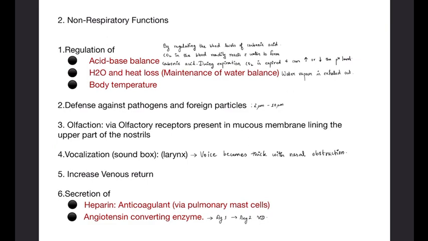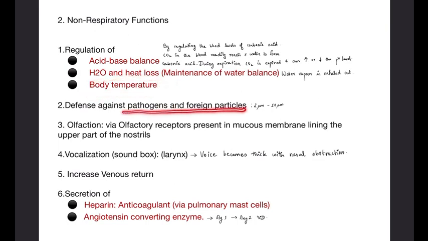Next, body temperature. The respiratory system maintains the body temperature. For example, during winter, if you inhale cold air, you need to bring it back to your body temperature. You need to bring heat and warm the air back to your body temperature. Thus the respiratory system regulates the body temperature.